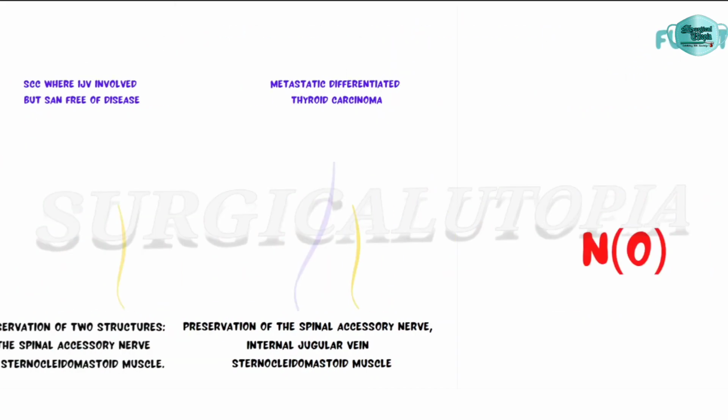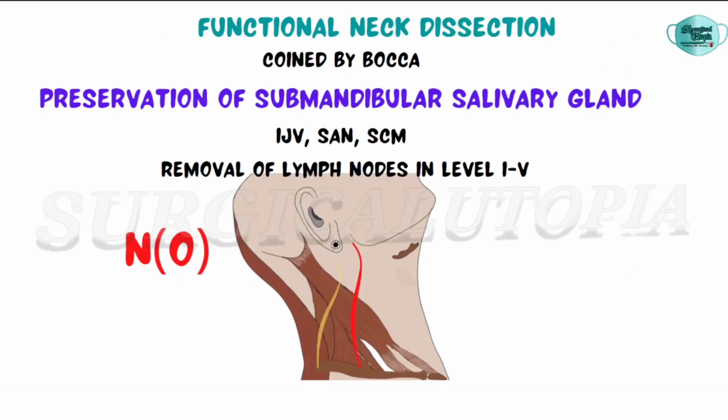Apart from comprehensive neck dissection and selective neck dissection, there is a third type of neck dissection which is called functional neck dissection. Functional neck dissection involves preservation of the submandibular gland as well, and only lymph nodes in levels 1 to 5 are removed. This was first given by Bocca, and it is indicated in patients with N0 neck, or in patients who have clinically no involvement of the neck.